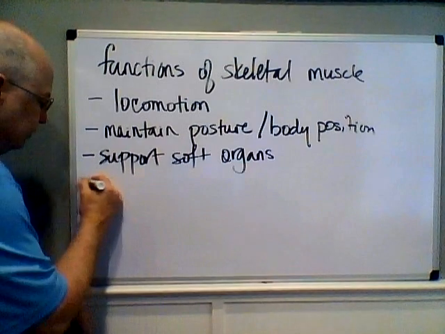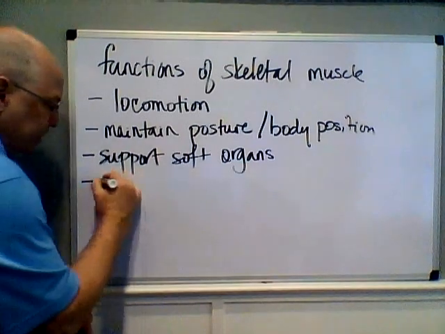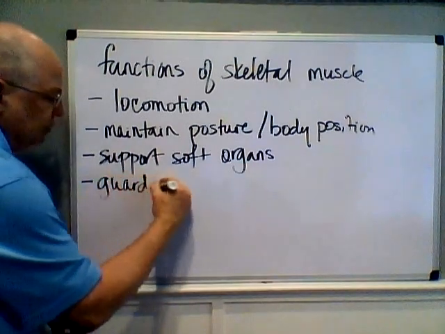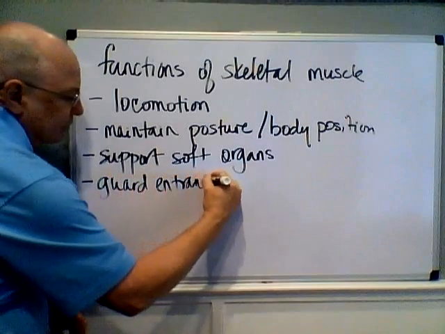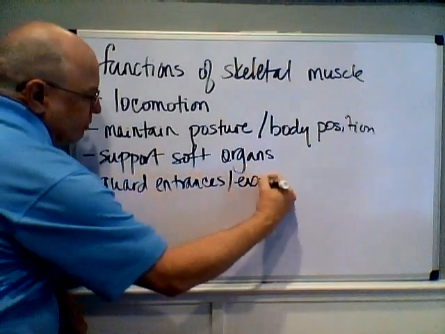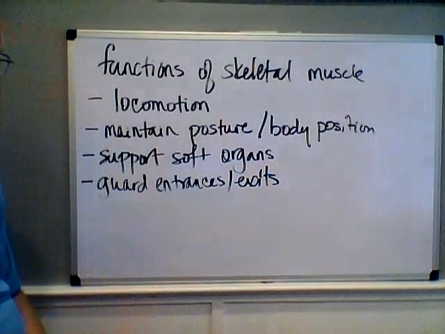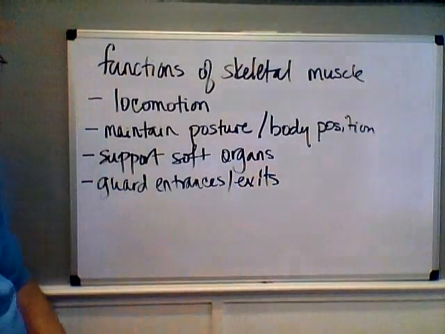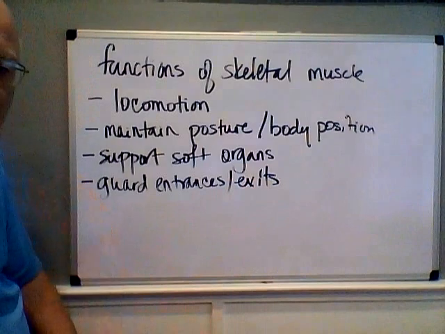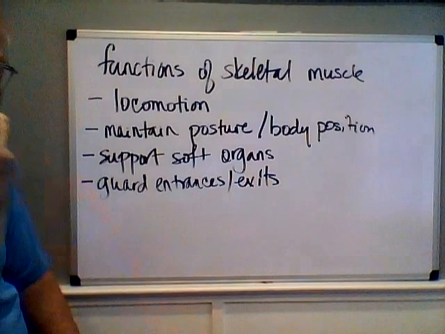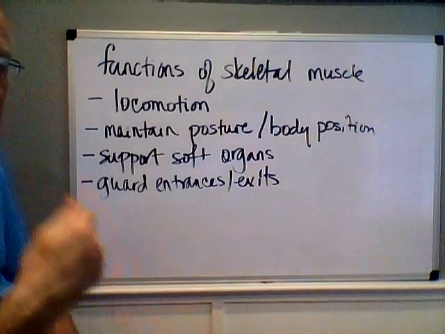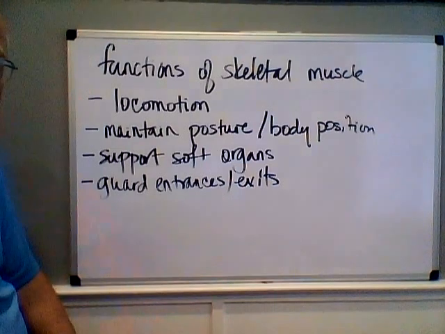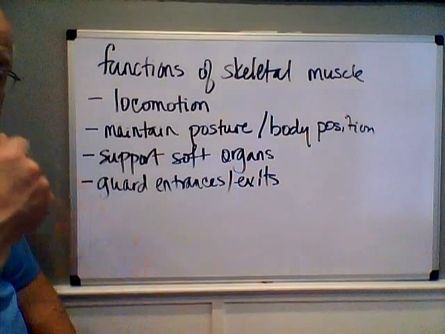Another function of skeletal muscle is that it can guard entrances and exits to the body. If somebody's trying to cram something in your pie hole and you don't want it, you contract a whole bunch of skeletal muscle around the mouth, and it's like trying to feed a baby that doesn't want to eat what you're feeding it. And if you want to take something in, you relax that muscle and open it up.